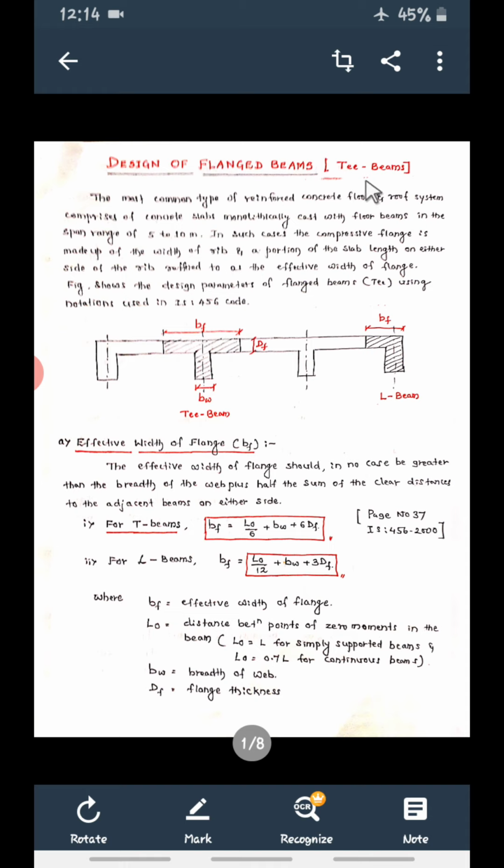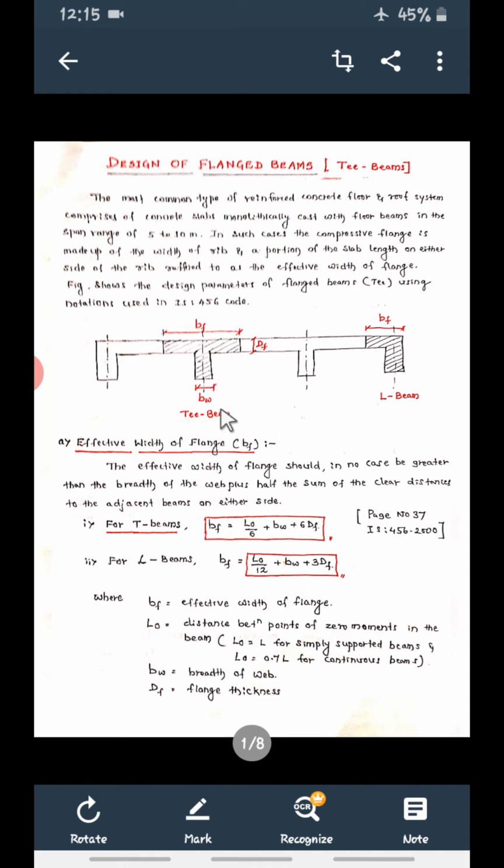Then what is the design of a T beam? How will the T beam be designed? Almost the design will be the same as that of a singly reinforced beam, which we have seen in the previous classes. We will see what changes there are. In most cases this is the practice: slab and beams are cast simultaneously. So normally in all cases the beams we are seeing are T beams, because slab and beams act together as a single unit.